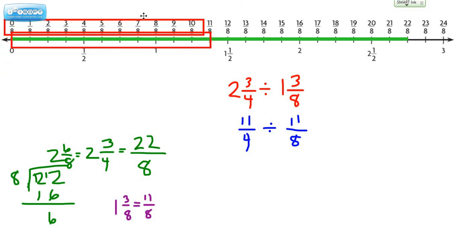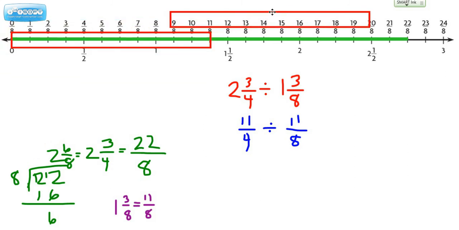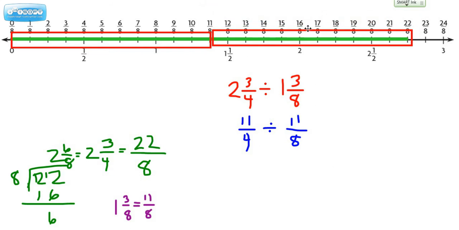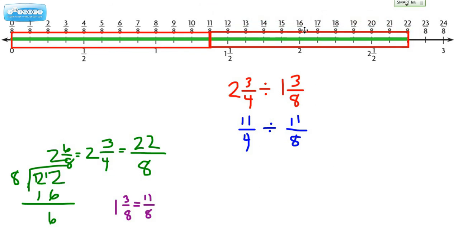Now I have a couple of these boxes that are the same size, and let's see how many groups of 11 eighths we get. And it's perfect. It equals 2. So the answer is 2.